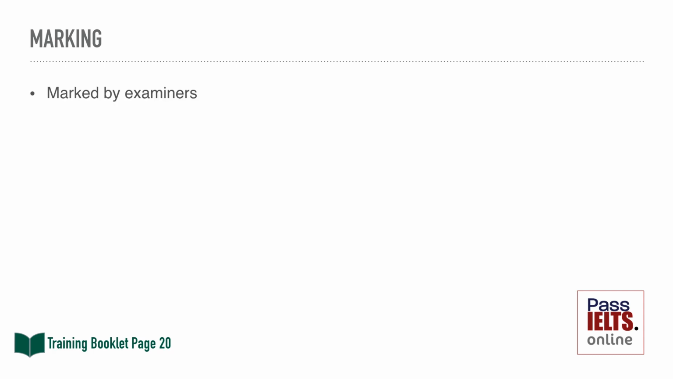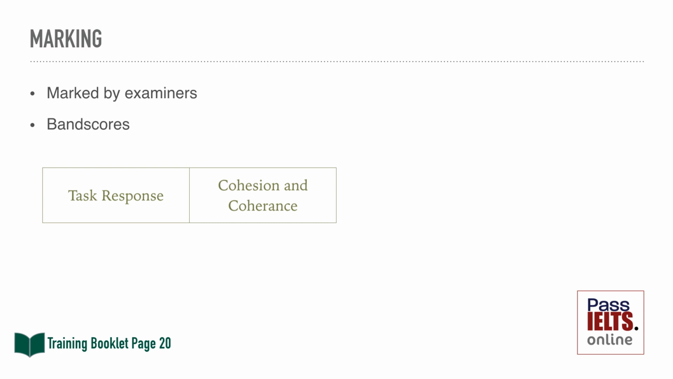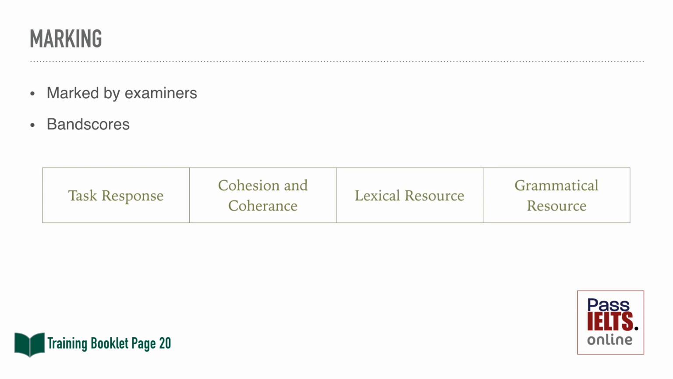It is again marked by examiners using band scores, which you can find in your training booklet. The band scores this time for task 2 are task response, which is have you answered the whole question, coherence and cohesion, which is how have you organised your writing and how easy it is to follow, lexical resource, which is vocabulary, and grammatical resource, which is grammar.